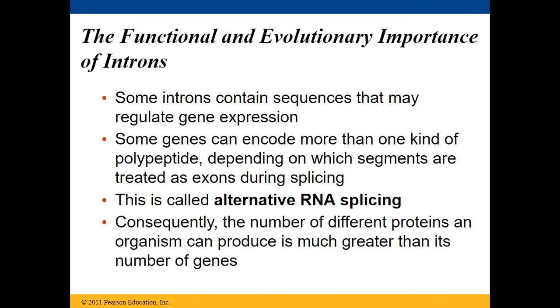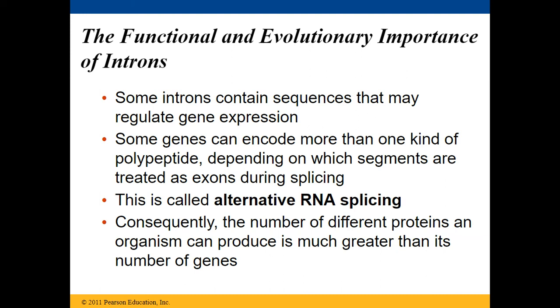There is function and evolutionary importance of the introns. So you're probably sitting here listening to this like, well, if we're getting rid of the introns, why do we even have them? Well, some introns contain sequences that may regulate the expression of certain genes. Some genes can encode for more than one type of polypeptide depending on which segments are treated as exons during the splicing process. This is called alternative RNA splicing.